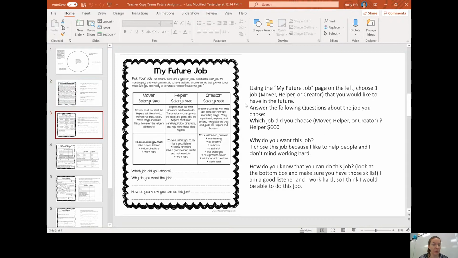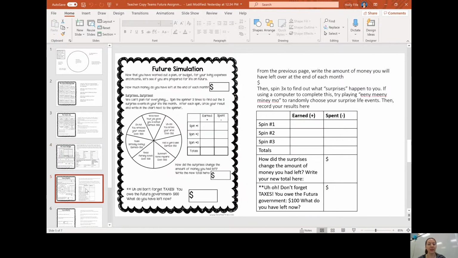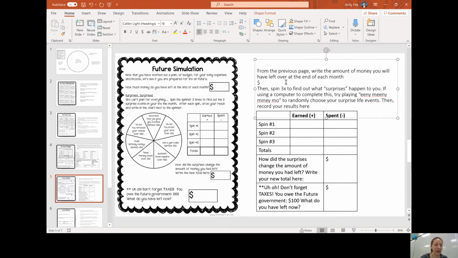And then choose a job that would work for you and also make you enough money for all of the choices you made. Then you were supposed to go back through and put everything into your future budget and make sure it works out so that you have at least a little bit of money left over for today. That brings us to today, which is our future simulation. So from yesterday, you hopefully have figured out how much you had left from your future budget.